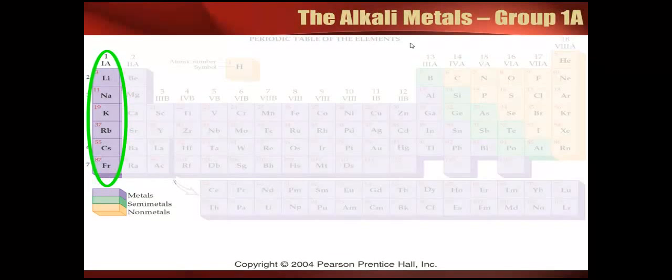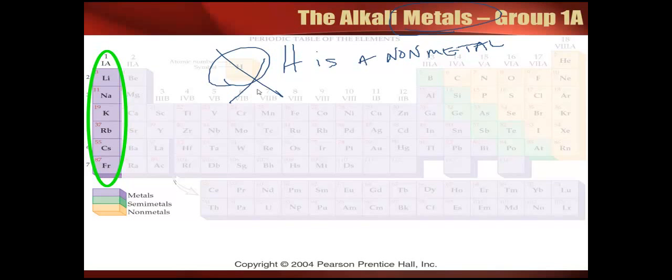Now, some groups have a special name, and we do want to learn those special names. Alkali metals are group 1A. Now, this one's really important. This is hydrogen being weird again. Remember, I said hydrogen is a non-metal. Okay, hydrogen is a non-metal, even though we put it on the left. So it should not be included in the alkali metals. Notice right here, I don't have hydrogen highlighted. So the alkali metals are lithium, potassium, sodium, rubidium, cesium, francium. Okay, and those are the alkali metals only.